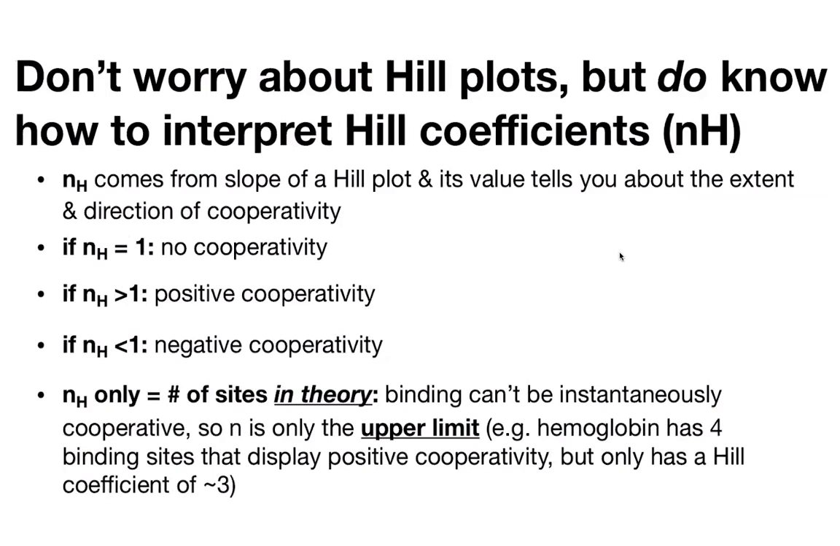Don't worry about Hill plots. I don't need you to actually go read a Hill plot or draw a Hill plot by any means. But do know that the slope of the line of a Hill plot, that's where we get this term nH, and the value is going to tell you about the extent and direction of cooperativity. If nH equals 1, you don't have cooperativity. The equation kind of just simplifies down to the equation that we've been looking at all this time for our KD. But if you have an nH of greater than 1, you have a positive slope, you have positive cooperativity. If nH is less than 1, you have negative cooperativity. Remember that the maximum value nH can be is the number of sites, but you're never going to actually find it equal to that number of sites.